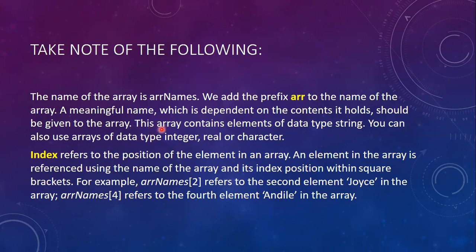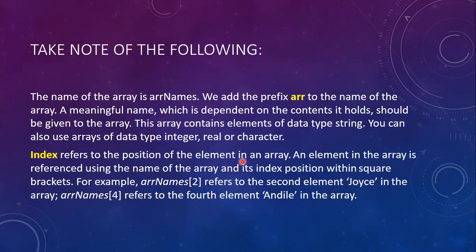Okay, so this array contains elements of data type string. You can also use arrays of data type integer, real, or char, your character. Then, index refers to the position of the element in an array. So what position in my array am I looking for? So say I want to know what position Wednesday is in my week, my array of week. And my week starts on Monday. So it would be Monday, Tuesday, Wednesday, 3.